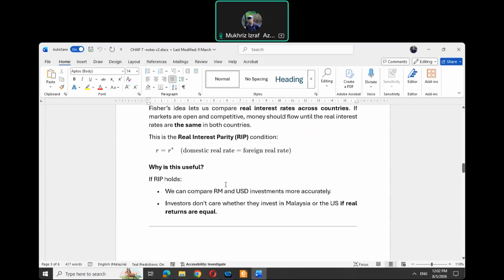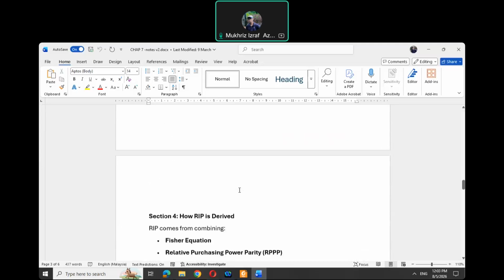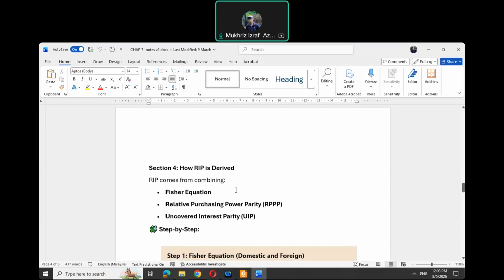Because we can compare. Okay, if you want to invest locally or you want to put your money overseas, and also taking into account the changes in the inflation rate after 1 year, whether it is more profitable to put the money locally or overseas. So that is the idea of why we want to look into the concept of real interest parity.